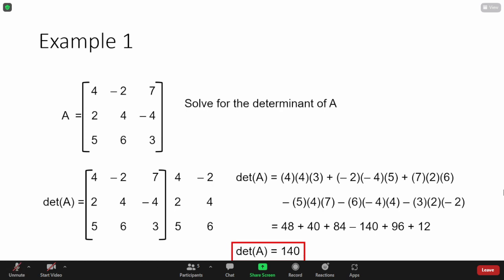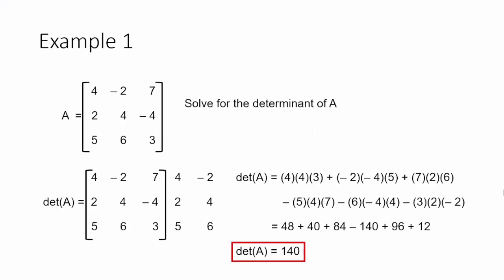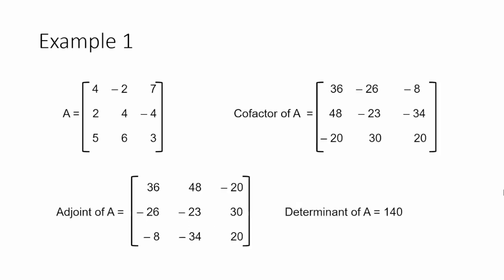Okay, so given the same data, which is A, I solved its determinant. Basically, you just solve the determinant. Once you get the determinant, that's 140. Now your cofactor is this one, which is the long solution. The adjoint is basically the transpose of your cofactor. And the determinant is this solution. You need to get the inverse now.